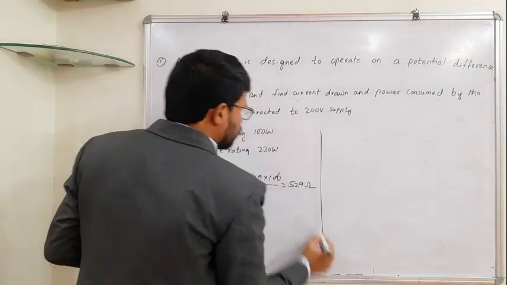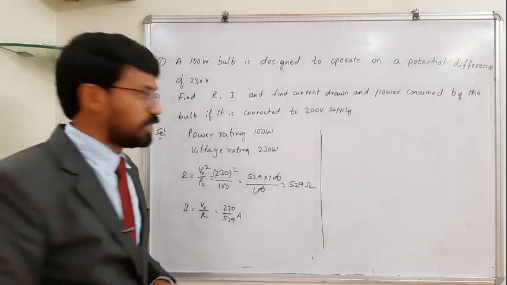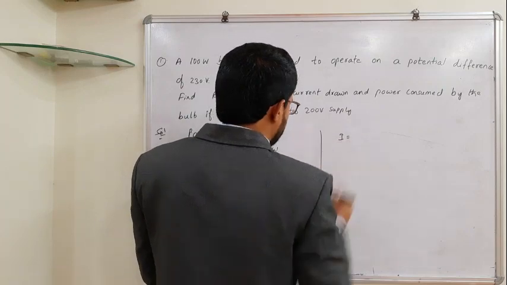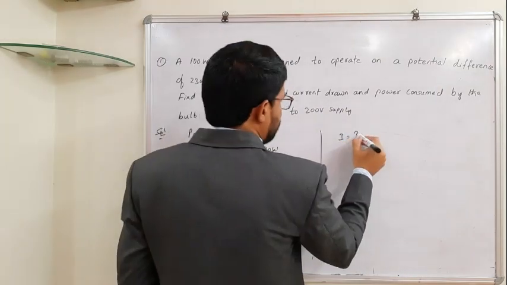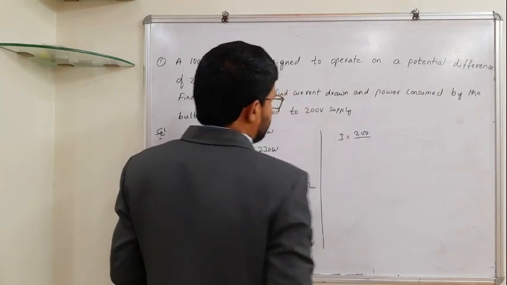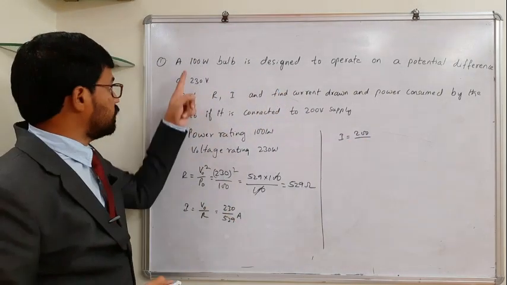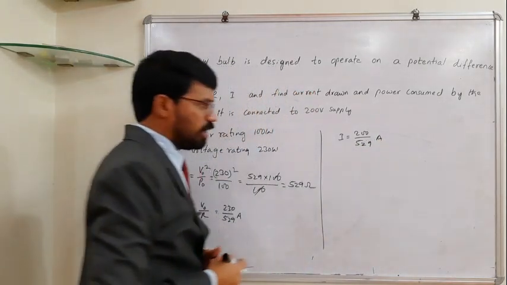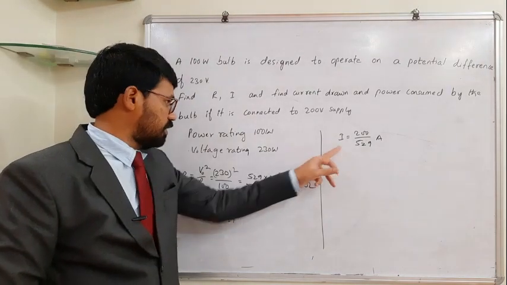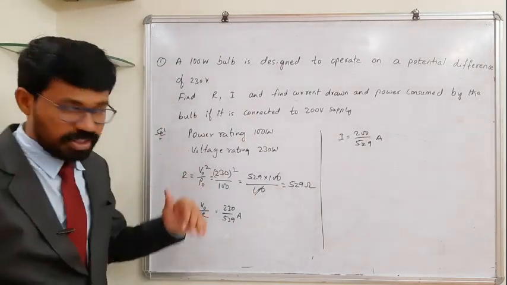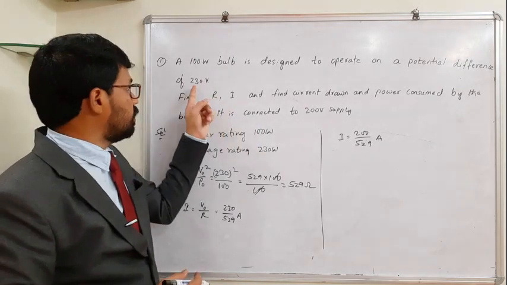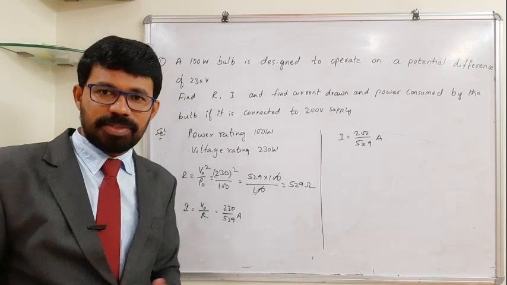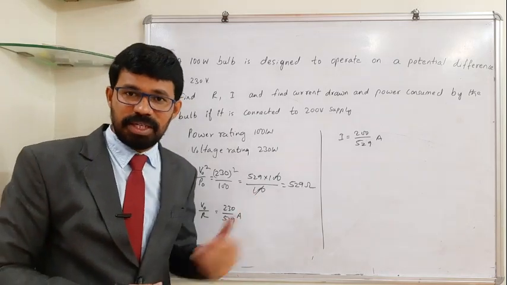Now, what if the potential source is changed? Let us say a 200 volts supply is connected. Then current drawn you can express like this. How much is the potential? 200 divided by resistance. Resistance has been calculated. For this bulb, resistance is how much? 529. So directly you can write like this. When you compare these two currents, here the current is less when compared to this one, because potential has been decreased. What happens if potential is taken beyond this 230 volts? Current drawn will increase, and in that case the electrical appliance gets damaged, the bulb gets damaged.